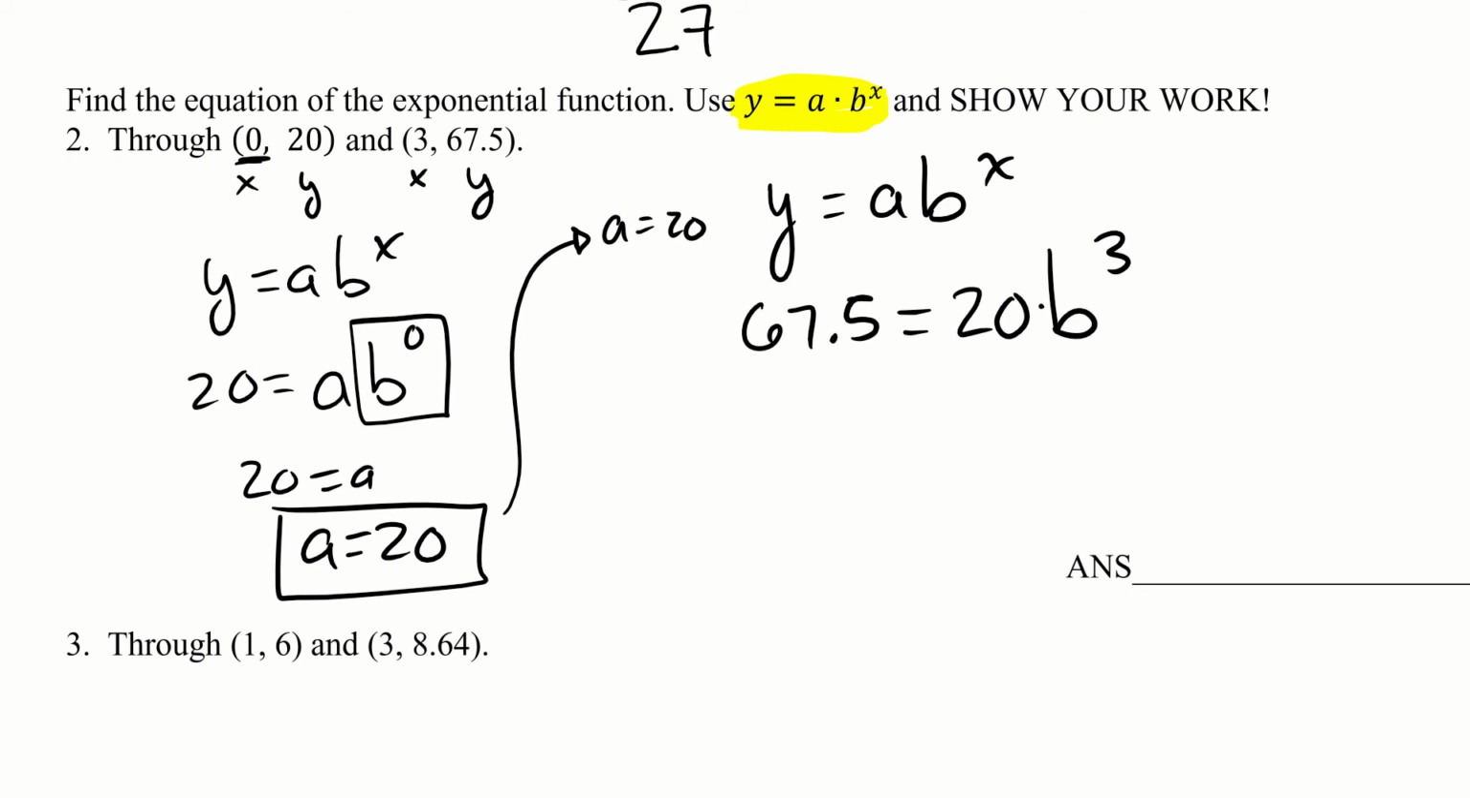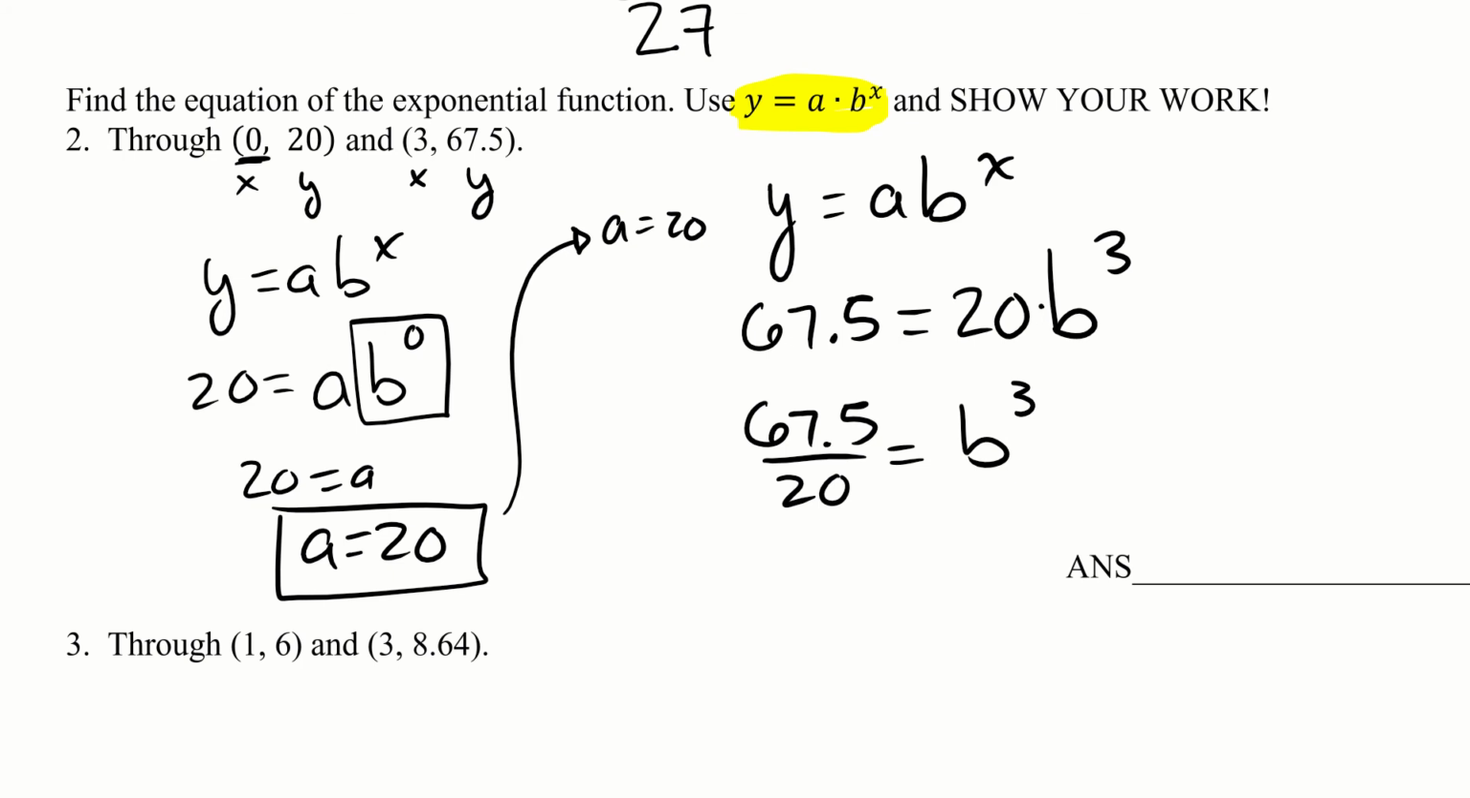Well, I eventually want to figure out what b is, and to get a step closer to that, I'm going to isolate b to the third power, and I'm going to just do that by showing that I'm dividing both sides by the number 20. So this is b to the third power. And I really like thinking about this as raising it to a fractional exponent.